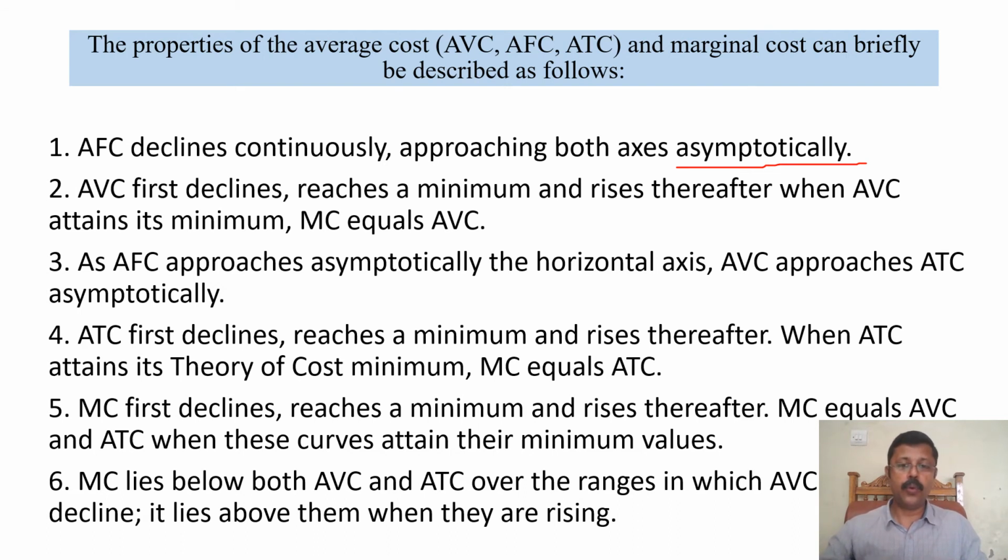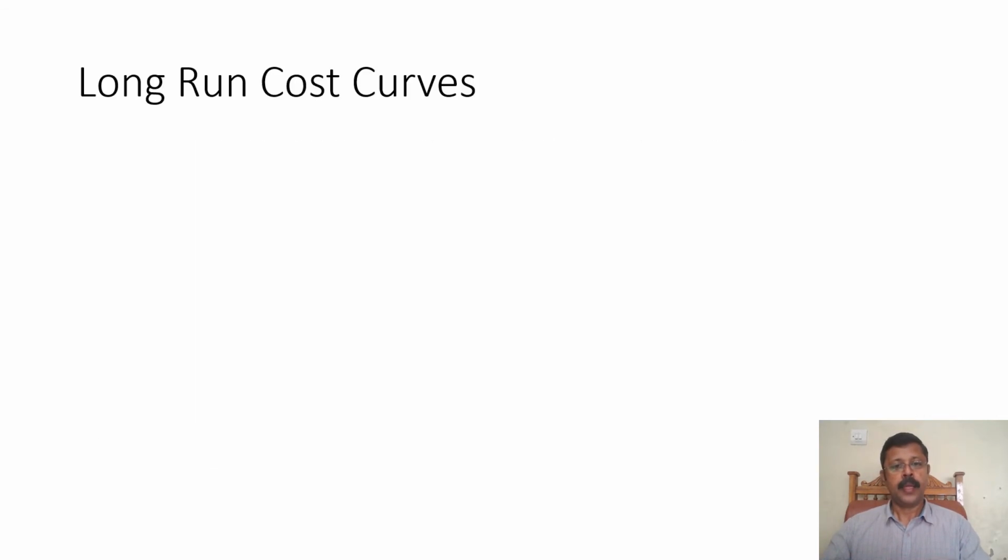It will never touch the x-axis. It will give you a feeling that it is going to touch the x-axis and become zero, but it will never become zero. It will continuously decline and keep on going like that. That nature of a line is called asymptotically or an asymptote line. Now, long run cost curves. We have seen short run cost curves so far. Now we are going to talk about long run cost curves.